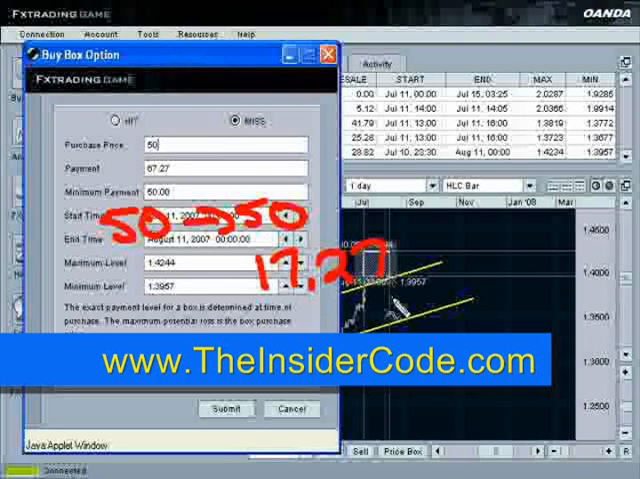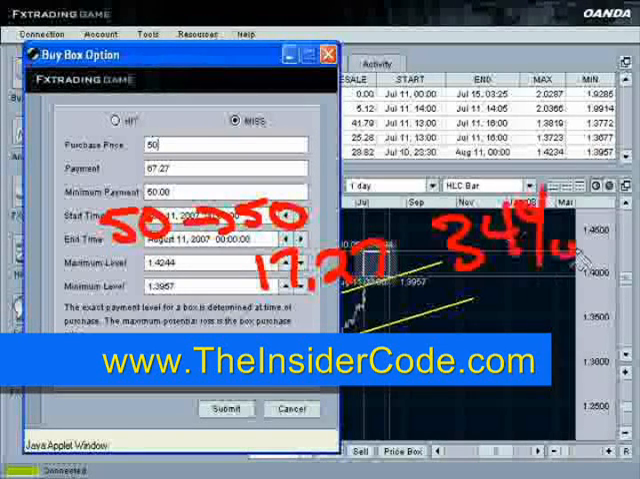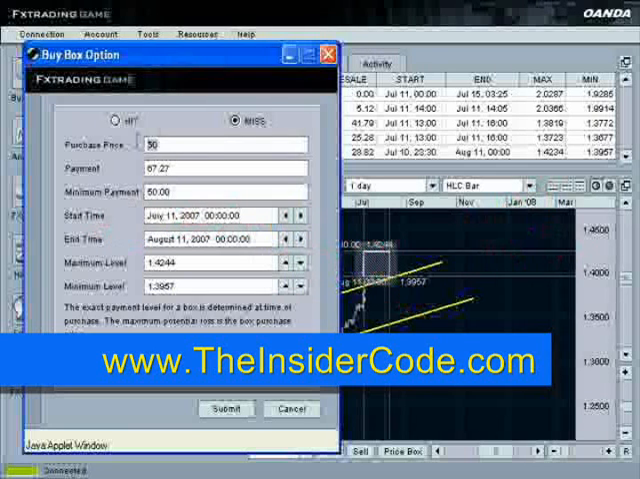$17.27. Now, let's look at this. 17.27 divided by $50. I mean, come on, that's still 34% on your money. That's not bad. 34% on your money as long as the market misses that level. Now, let's look at what happens. Let's talk some real numbers here, just so you have an idea.